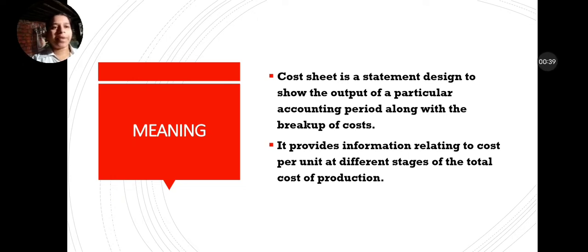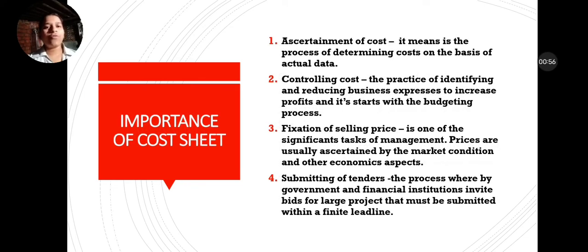Here is the meaning of cost sheet. A cost sheet is a statement designed to show the output of a particular accounting period along with a breakup of cost. It provides information relating to cost per unit at different stages of the total cost of production. Next is the importance of cost sheet. There are four importances of cost sheet.